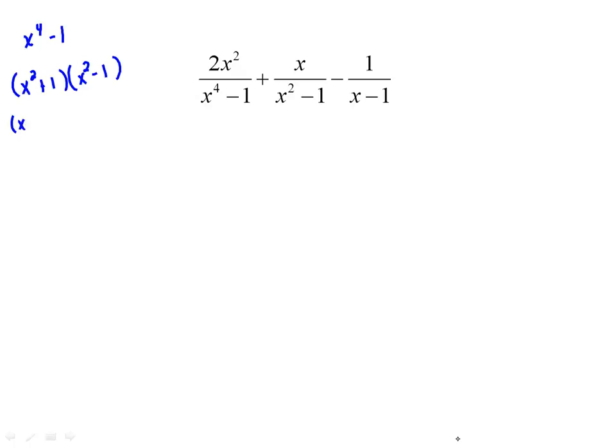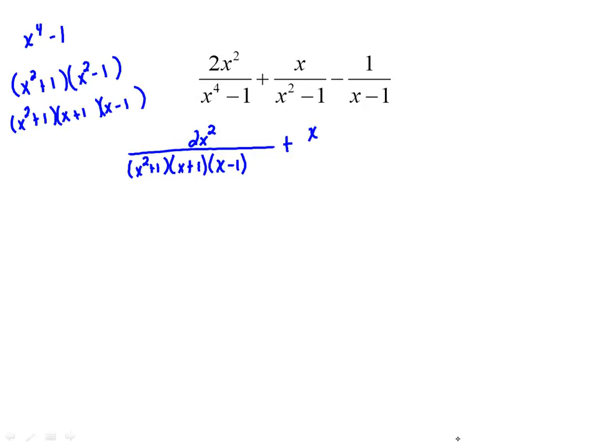Now the x squared plus 1 is prime, but the x squared minus 1 will go again into x plus 1 and x minus 1. So this denominator is going to go into x squared plus 1. And we did this problem like three or four times in chapter 3. This one, the one in the middle, that's the difference of two squares. We've already done it. It's going to be x plus 1 times x minus 1. And then the last one, that denominator will not factor.